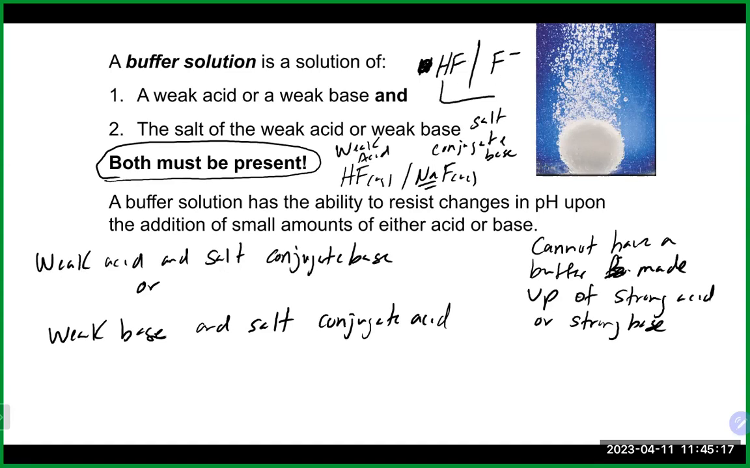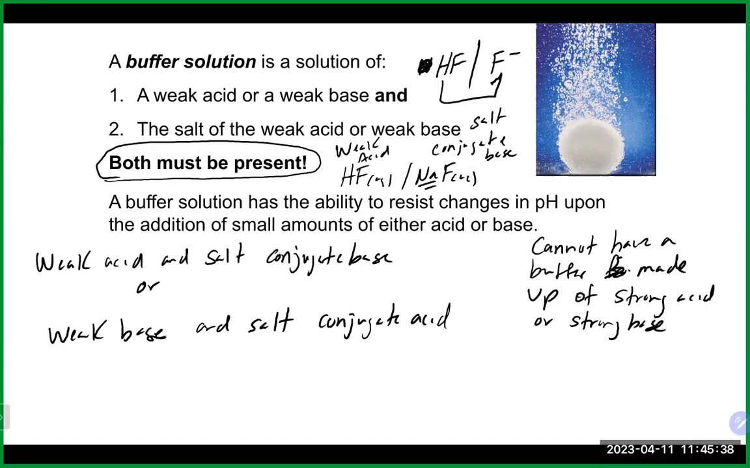The relationship between these two things is a difference of 1 H+, like we talked about with Bronsted-Lowry acid-base conjugate pairs. That's how you can know if these things can be a buffer: they need to be related to each other by that Bronsted-Lowry definition of just 1 H+ difference between them, and they do need to be weak.